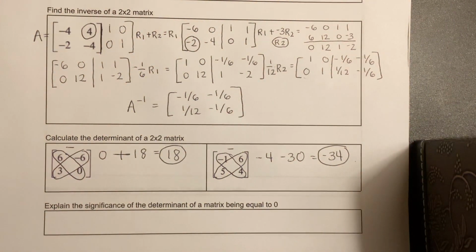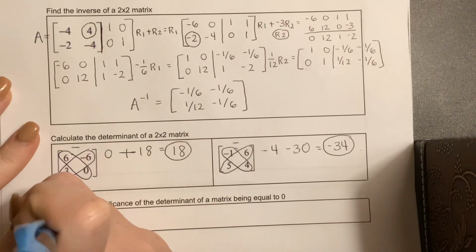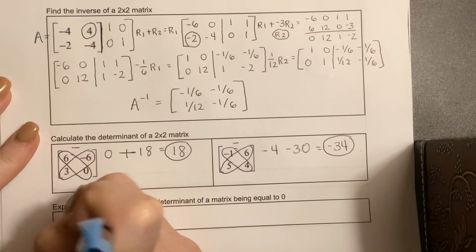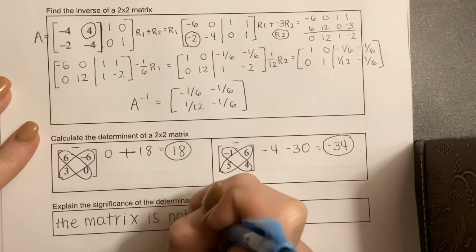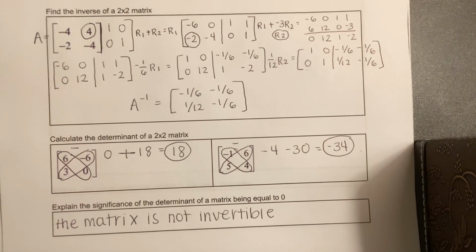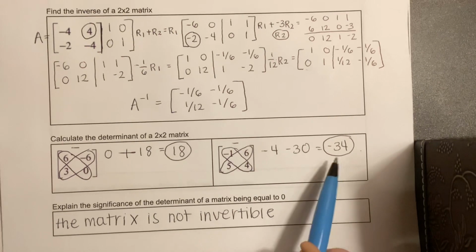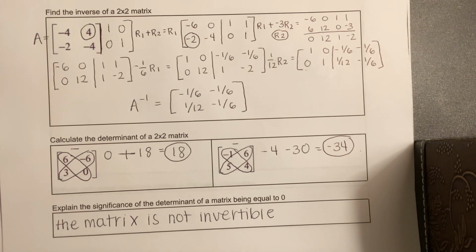Last thing we're going to talk about on this page, explain the significance of a determinant of a matrix being equal to 0. Okay, I am sure that this is going to come up at some point on your test. I don't know to what capacity, but I'm sure it will. So if you ever get your determinant to equal 0, that means that the matrix is not invertible. Okay, that means an inverse does not exist. So if you ever figure out the determinant and you got 0 instead of -34, and then they asked you to find the inverse for that matrix, you can't. You're done, because there's no inverse if your determinant's equal to 0.